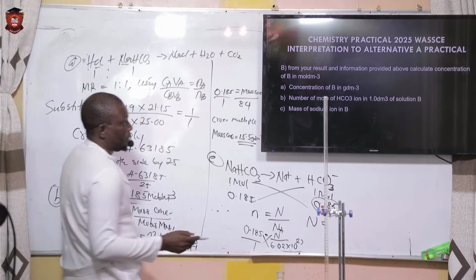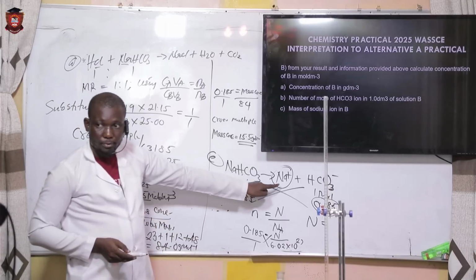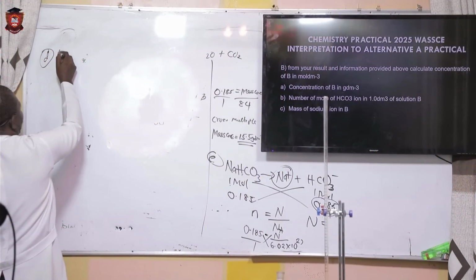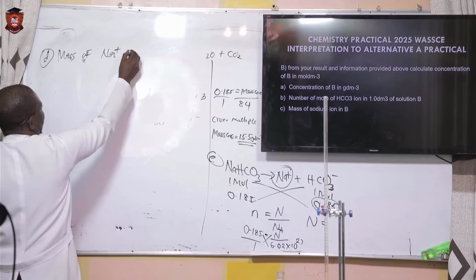Then you want to solve for the mass of sodium ion. Look at it here, just sodium ion. Then you want to solve for the mass of sodium ion. This particular C will give us an idea to solve that D now. The C here is our D because of our numbering. So now to solve the mass of sodium ion in B, that is what we're going to have now. D: mass of Na+ in B.